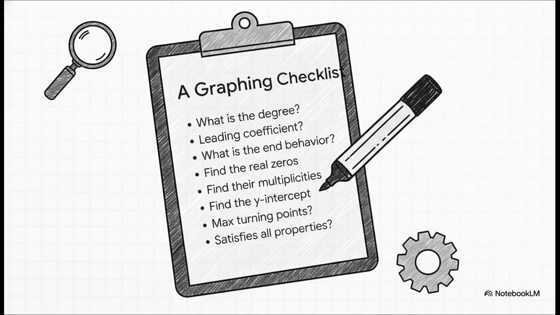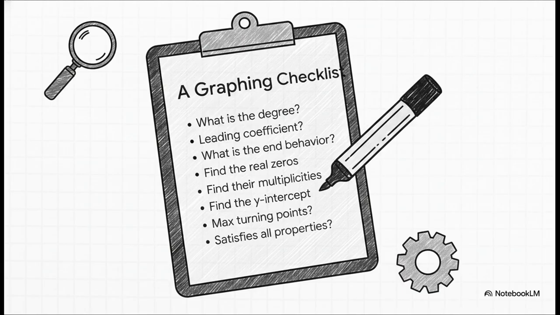To wrap up our toolkit strategy, you should always consult this 8-step checklist before your pencil ever hits the paper. What is the degree? What's the leading coefficient? What is that end behavior we just talked about? What are the real zeros and what are their multiplicities? Oh, and don't forget the y-intercept. Just plug in 0 for x to find exactly where it crosses the y-axis. Calculate your maximum turning points, which, handy tip, is always just your degree minus 1.